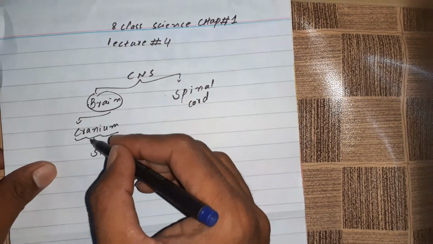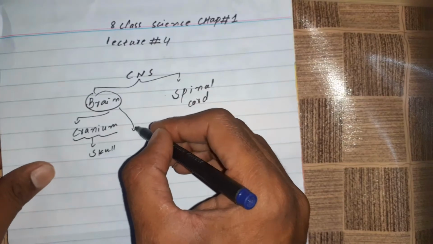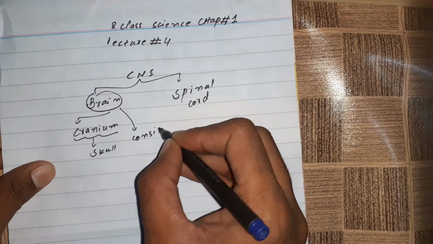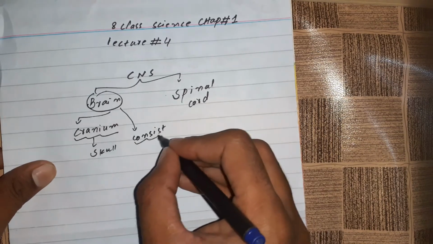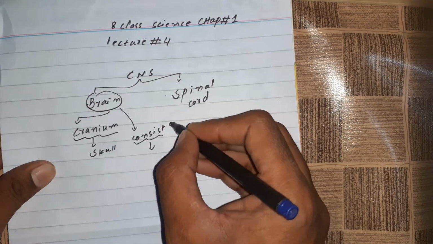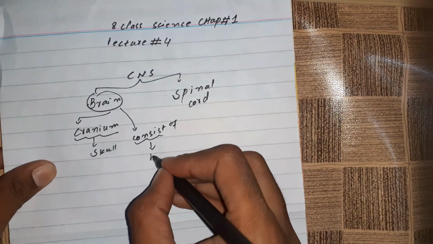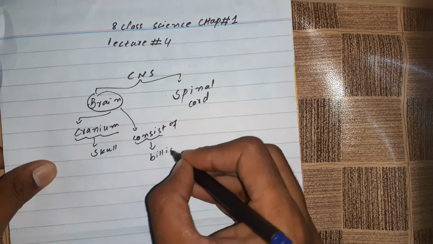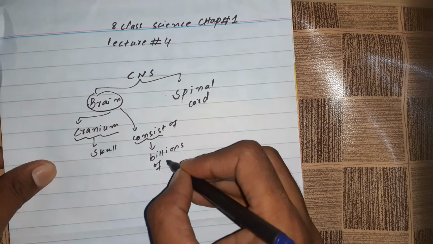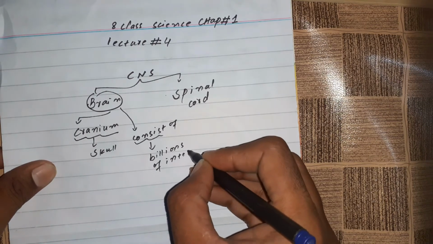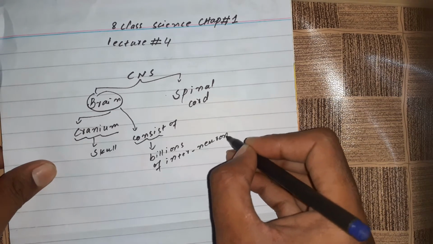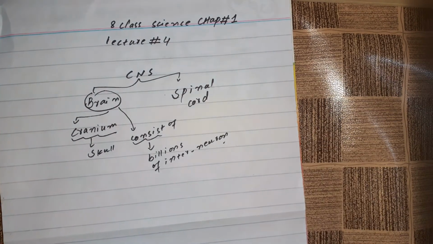The brain is enclosed in the cranium and on the other hand consists of billions of interneurons. Clear? Well, now we will discuss further.